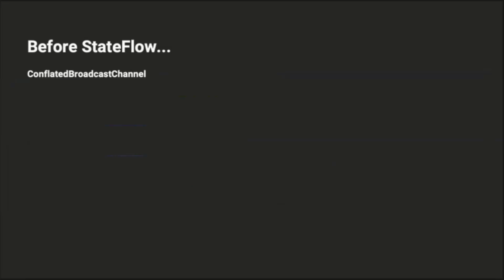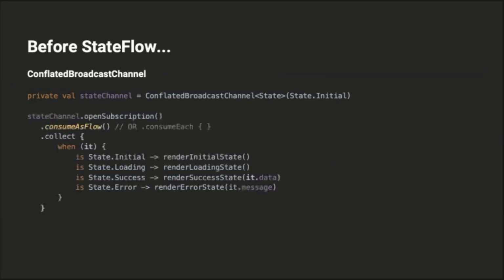To make it short, it has a constructor which immediately sends the assigned value when it is created, and then we can access its open subscription by using openSubscription. Then we can use either consumeAsFlow or consumeEach to collect the sent values. And we can use either the send or offer function to send a value.